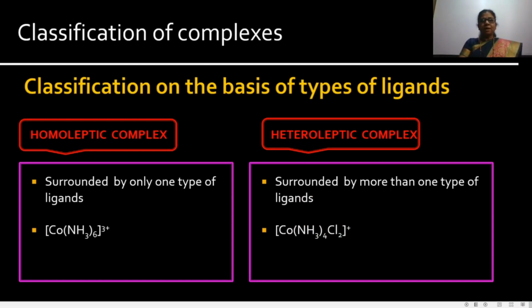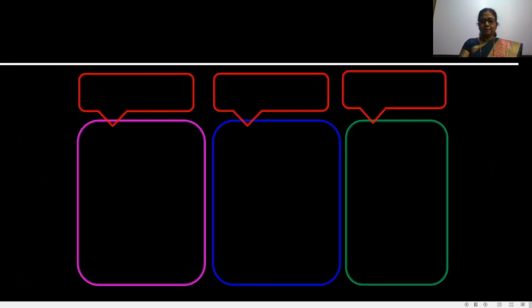In this way, according to the types of ligands, they are classified as homoleptic complex and heteroleptic complex. Homoleptic complex contains only one type of ligand, and heteroleptic complex contains different types of ligands.